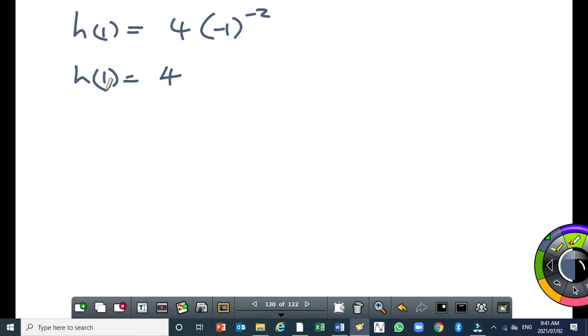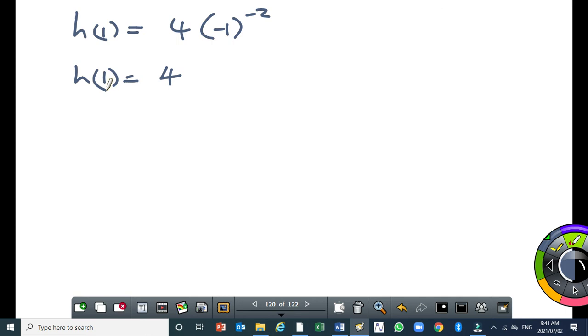Look here. If minus 1 is the base and the exponent is a negative exponent, you get an answer which is equal to 1. That is if the exponent is an even number. If it was an odd number, then you get negative 4 as the answer.